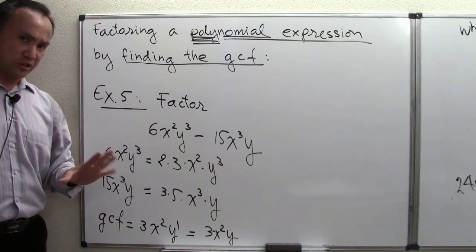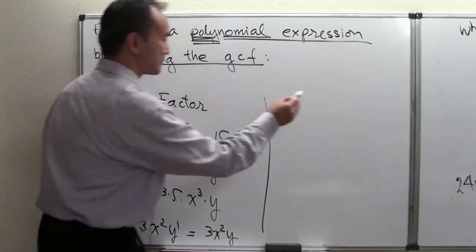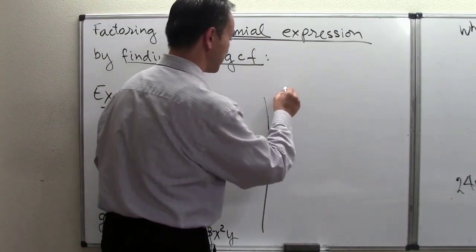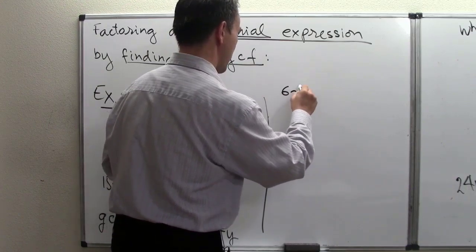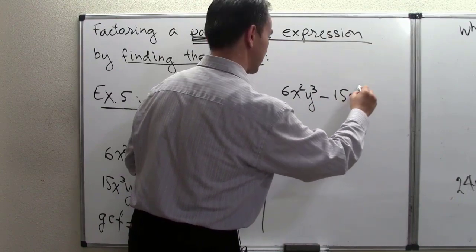All right, so things are starting to get a little more challenging here. So now back to the problem right here: 6x squared y cubed minus 15x cubed y.